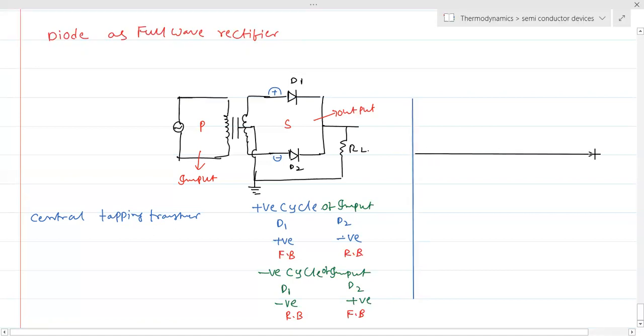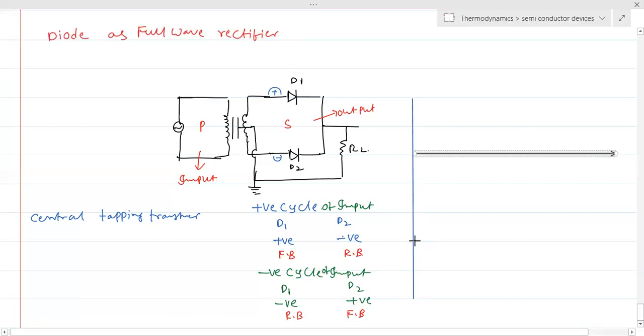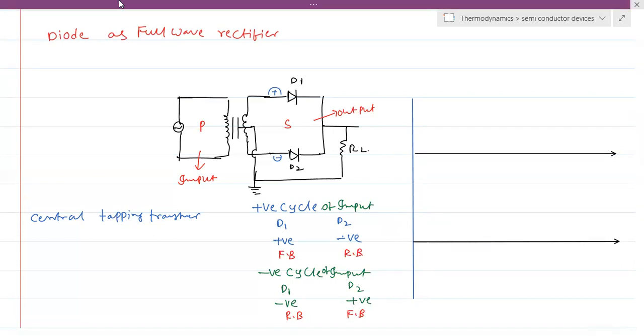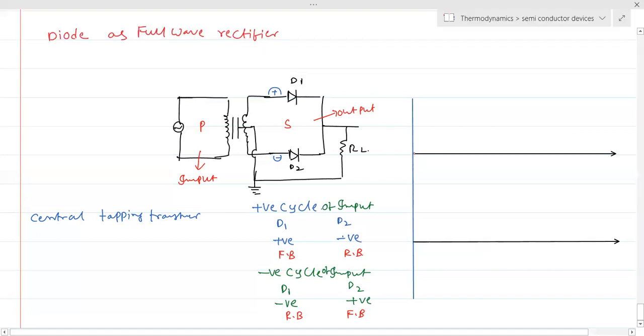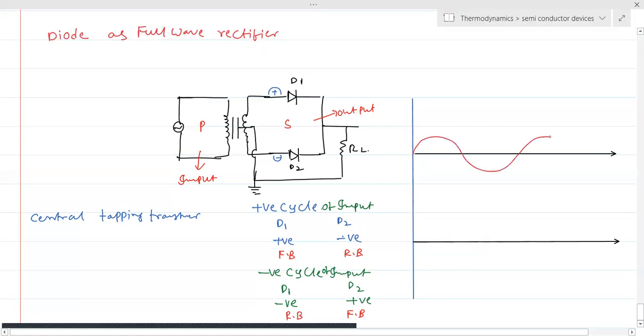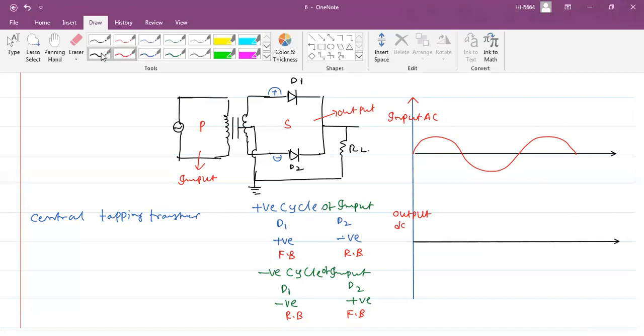So as usual, we are taking the input as well as the output. Input is AC and output is pulsating DC. Now we are going to show this. Suppose I'm taking this as the input AC, and for the second one, we are taking the output DC. Now you can understand.